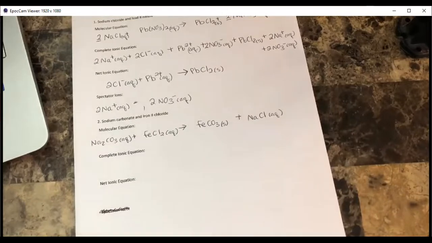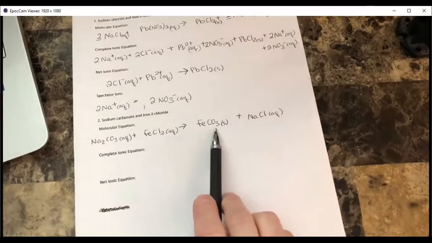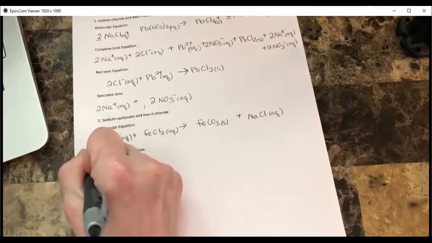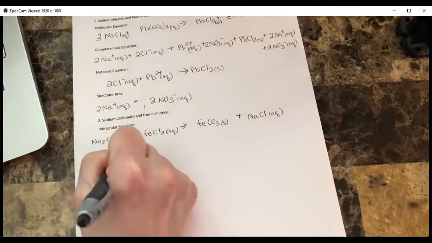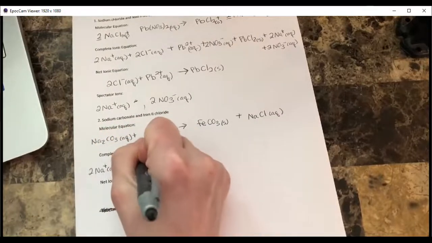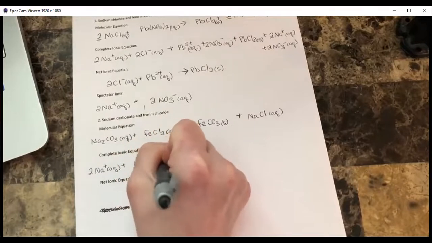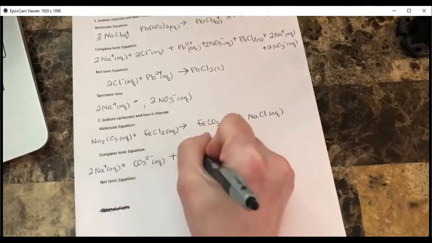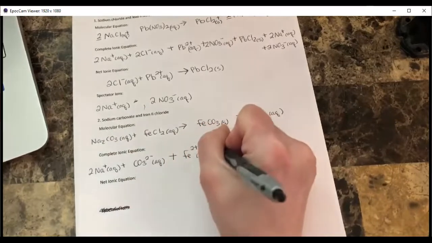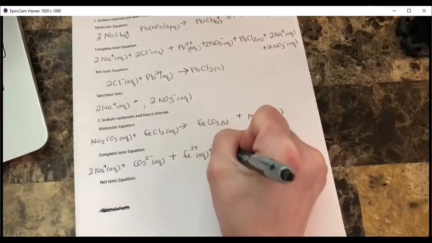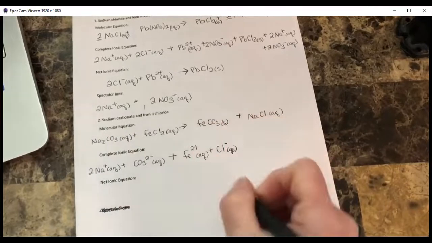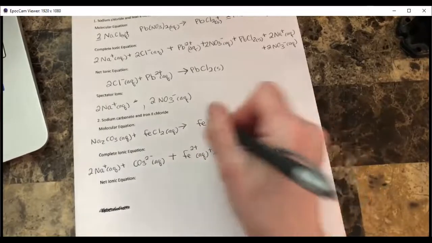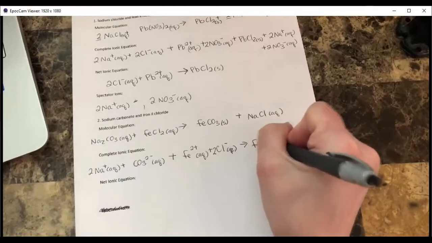So let's pull it apart. What are we looking at? We don't want to pull apart the iron carbonate, right? That's staying together. So let's pull apart the rest of it. So we have 2 sodium plus the carbonate plus the iron plus the chlorine, I keep forgetting those, sorry, yields the iron carbonate, which stays as a solid.